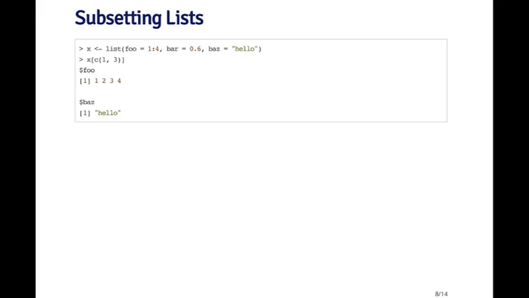If you want to extract multiple elements of a list, then you need to use the single bracket operator. So for example, if I want the first and the third element here, which is the foo and the baz element, I can pass the numeric vector 1, 3 to x using the single bracket operator, and that returns to me a list with the elements foo and baz. So that's how I extract multiple elements of a list. You cannot use the double bracket or the $ operators when you want to extract multiple elements of a list.